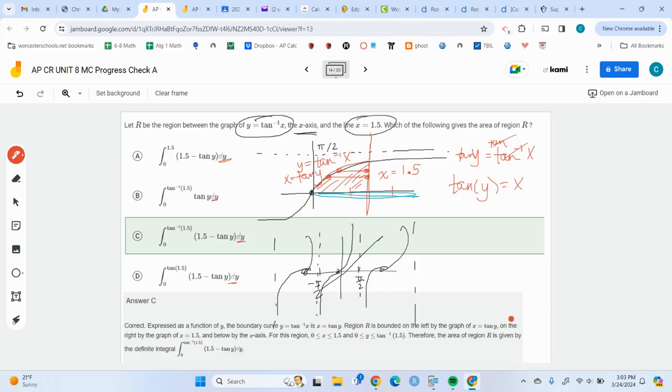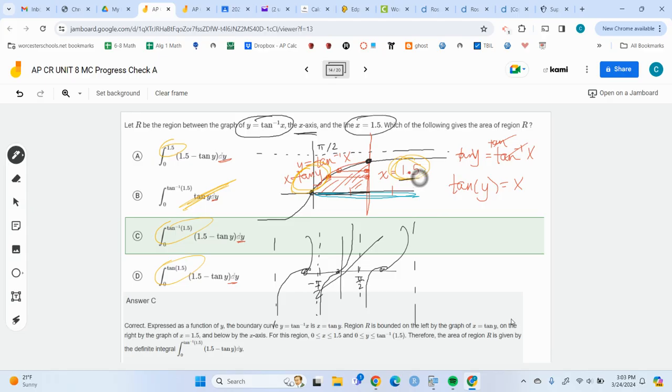Okay, so that means I had to do right minus left. The right function is x equals 1.5. The left function is x equals tangent of y. So I know it has to be 1.5 minus tangent. So how on earth are we going to figure out what that should be? So I should be going from a y value to a y value. I have to know when those two things are equal to each other.